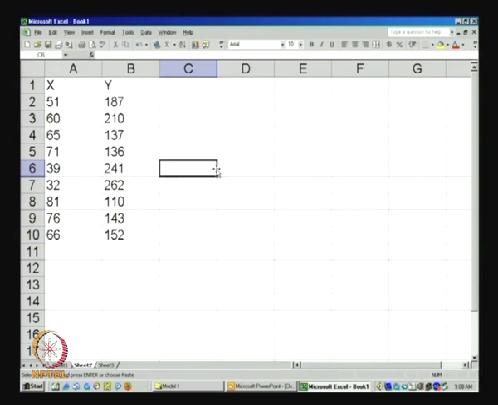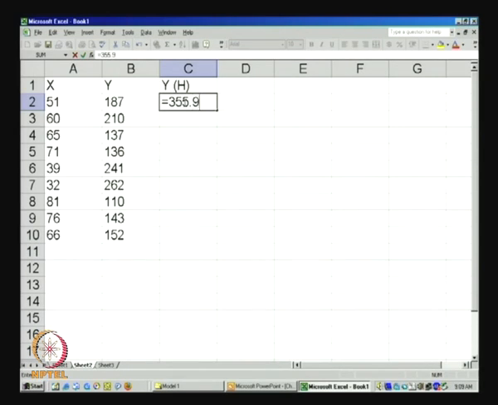Okay, all right. So now we have the x series, we have the y series. So we have to create y hat here. So what is y hat here? So, y hat equals 355.91 minus 3.004 multiplied by x. Okay, so this is what we have received.